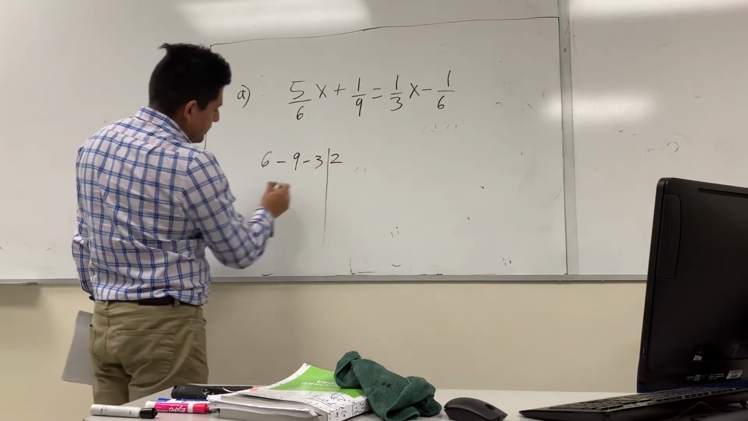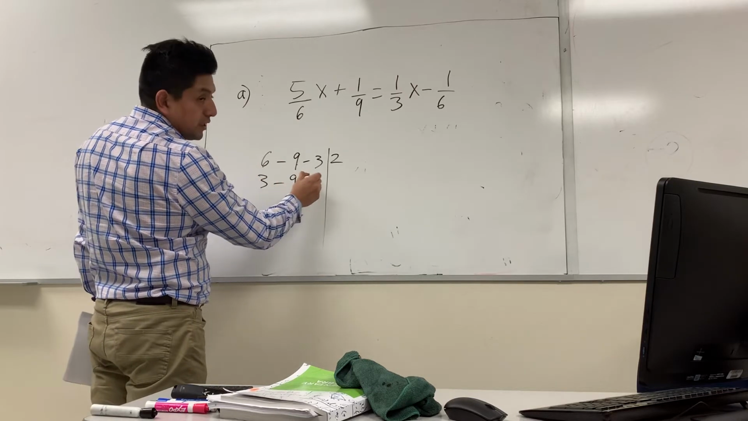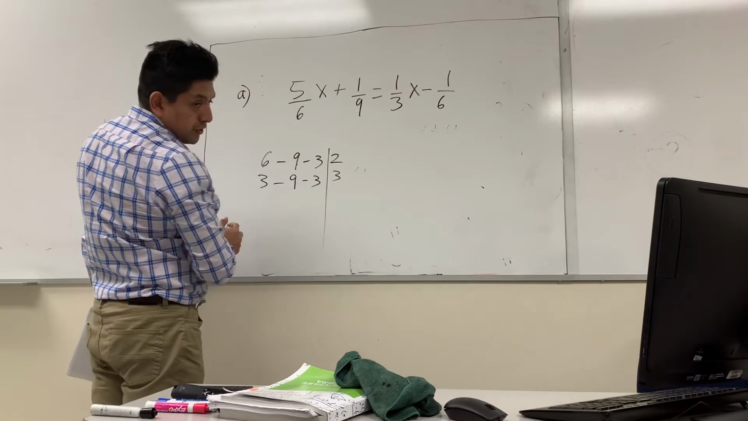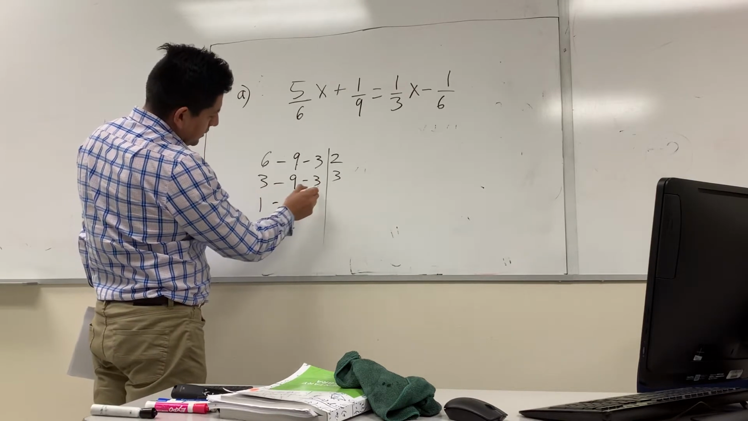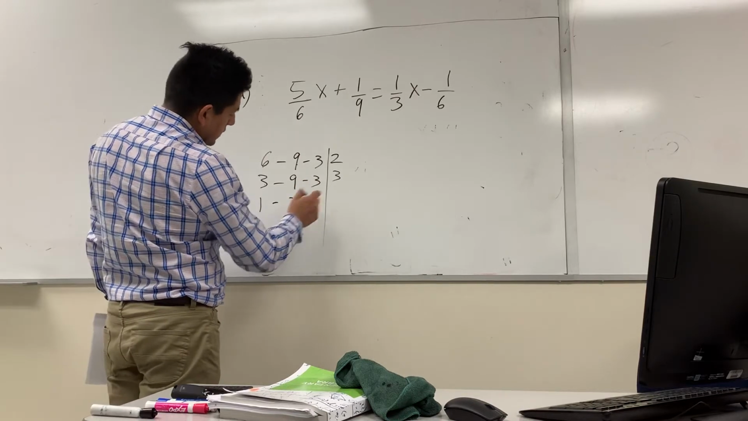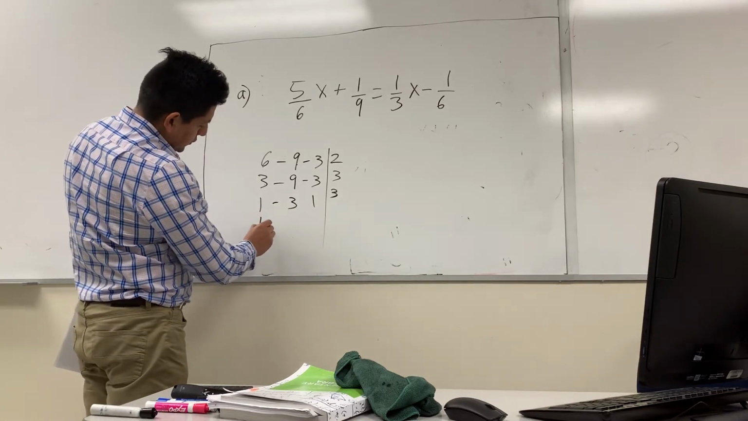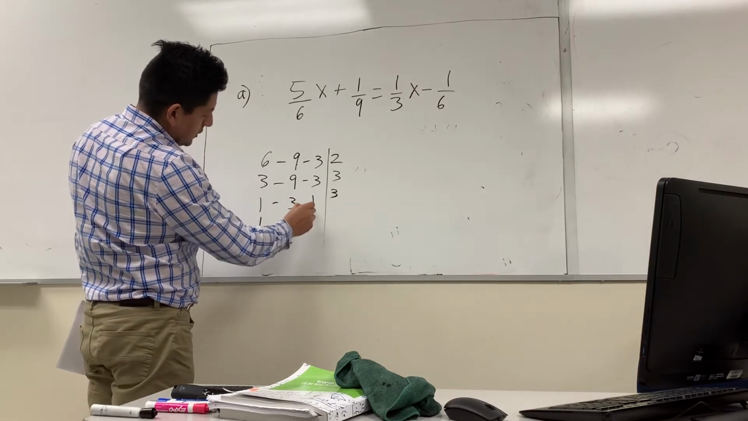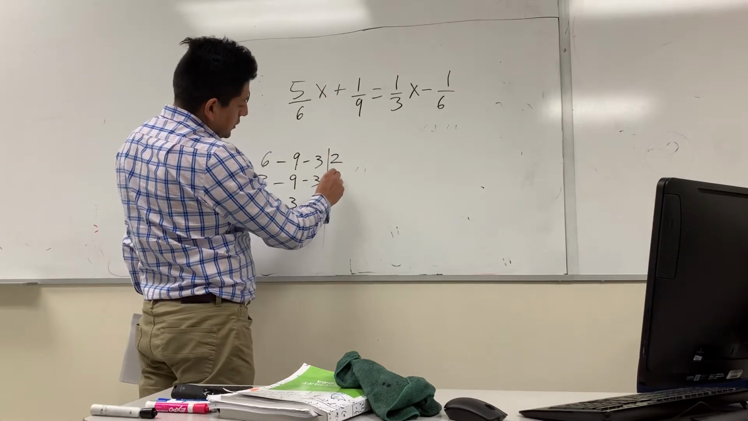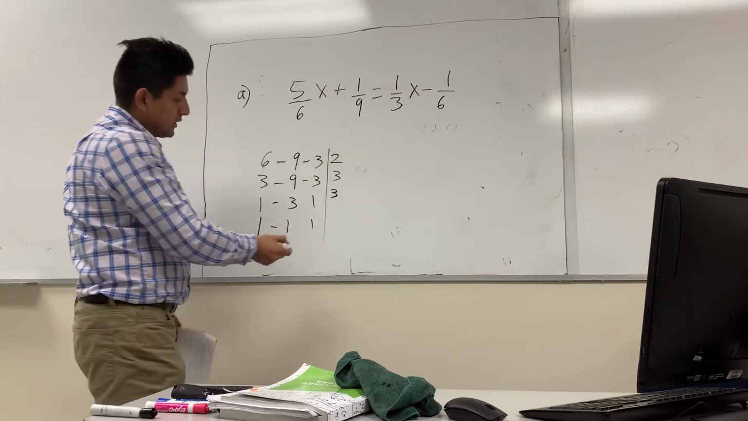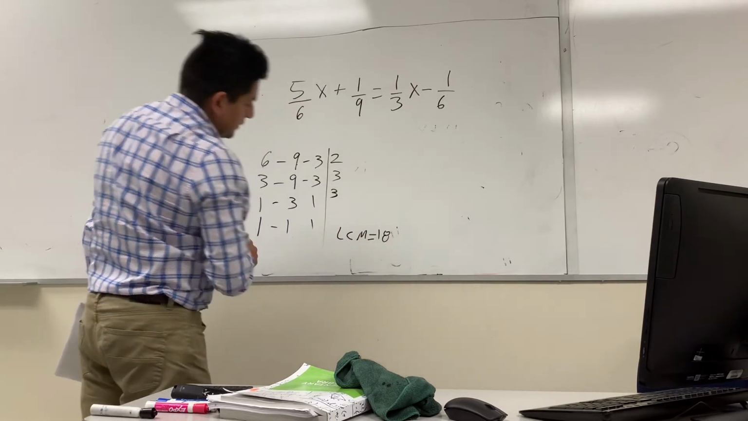I'm gonna take the half of 6 is 3. I cannot take the half of 9. 3 doesn't have a half. I can take the third. Third of 3 is 1. Third of 9 is 3. The third of 3 is 1. I still have one more left, so I have to take the third again. That one is already done. Third of 3 is 1, and that's done. So this one becomes 3 times 3 is 9 times 2 is 18. So my LCM is equal to 18.